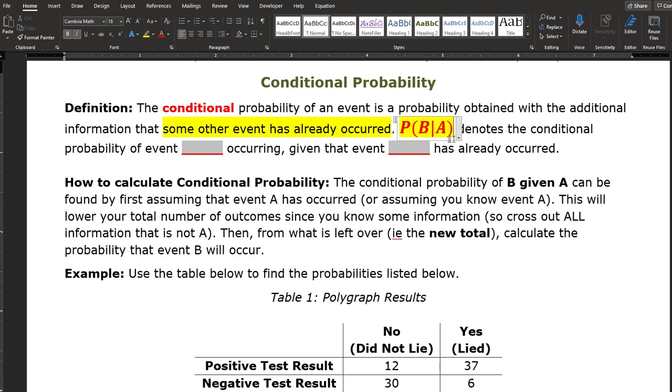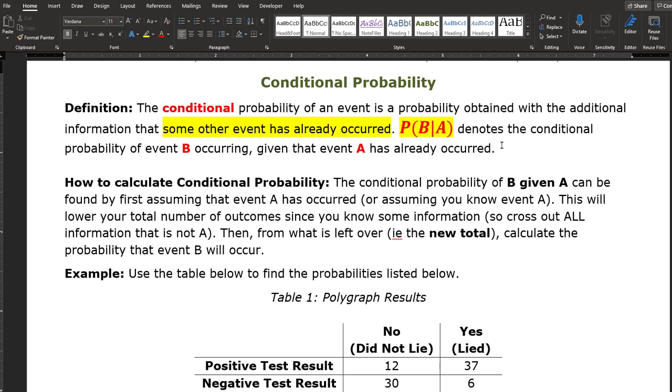But you'll see this notation right here for conditional probability. It's a little bit different from stuff we've already seen. There's no 'and' or 'or' word. It's got this bar in the middle of your probability statement. The way you read this is it's the probability of event B occurring given that event A has already occurred.